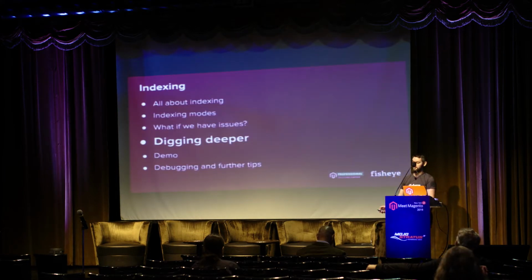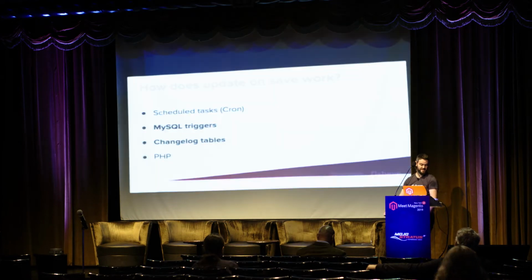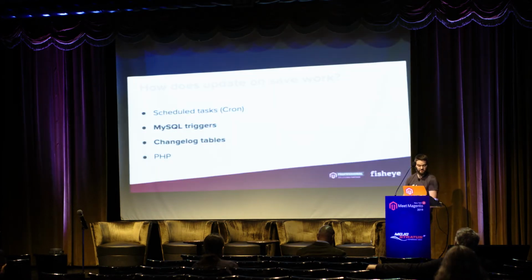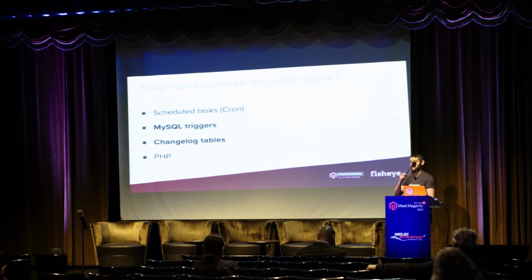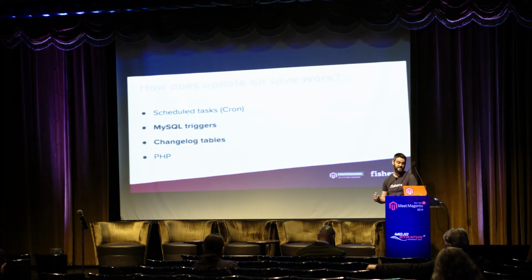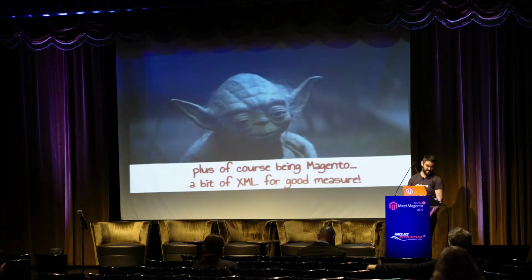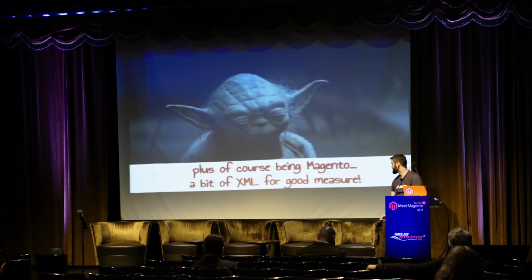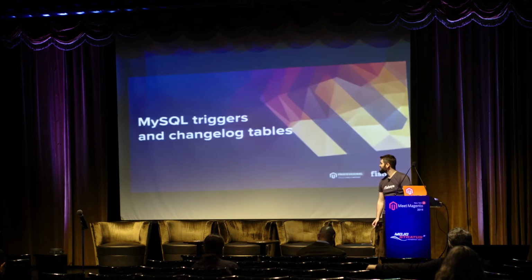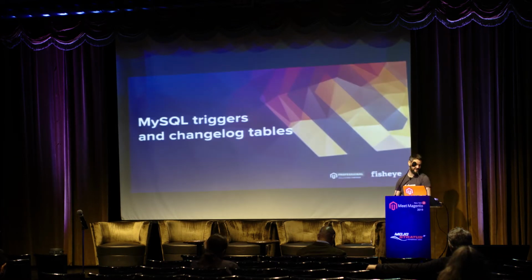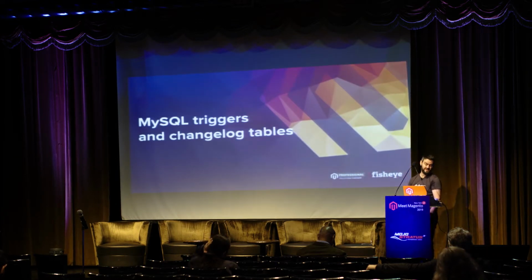So let's dig a little deeper into update on schedule. How does it actually work? There are four or five main things that play into update on schedule. First, already mentioned, the scheduled tasks, the cron. We've got MySQL triggers, changelog database tables, PHP code, and being Magento, there's obviously some XML too. So we'll focus on MySQL triggers and changelog tables.